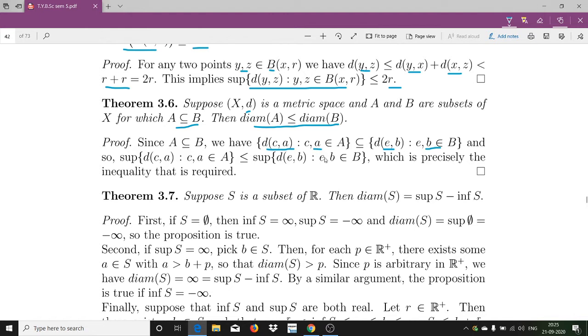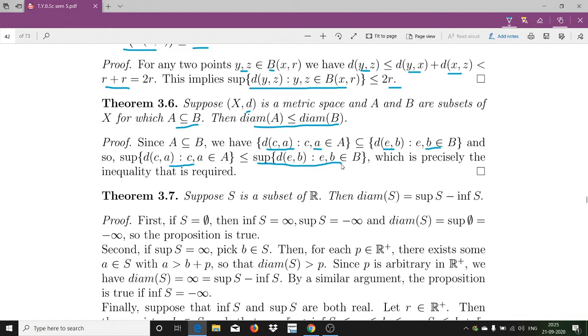That means the supremum of D(c, a), where c and a belong to A, is less than or equal to the supremum of D(e, b), where e and b belong to B. And that proves that the diameter of A is less than or equal to the diameter of B, and that was the inequality which was required. In fact, even if A is a proper subset of B, equality may occur.